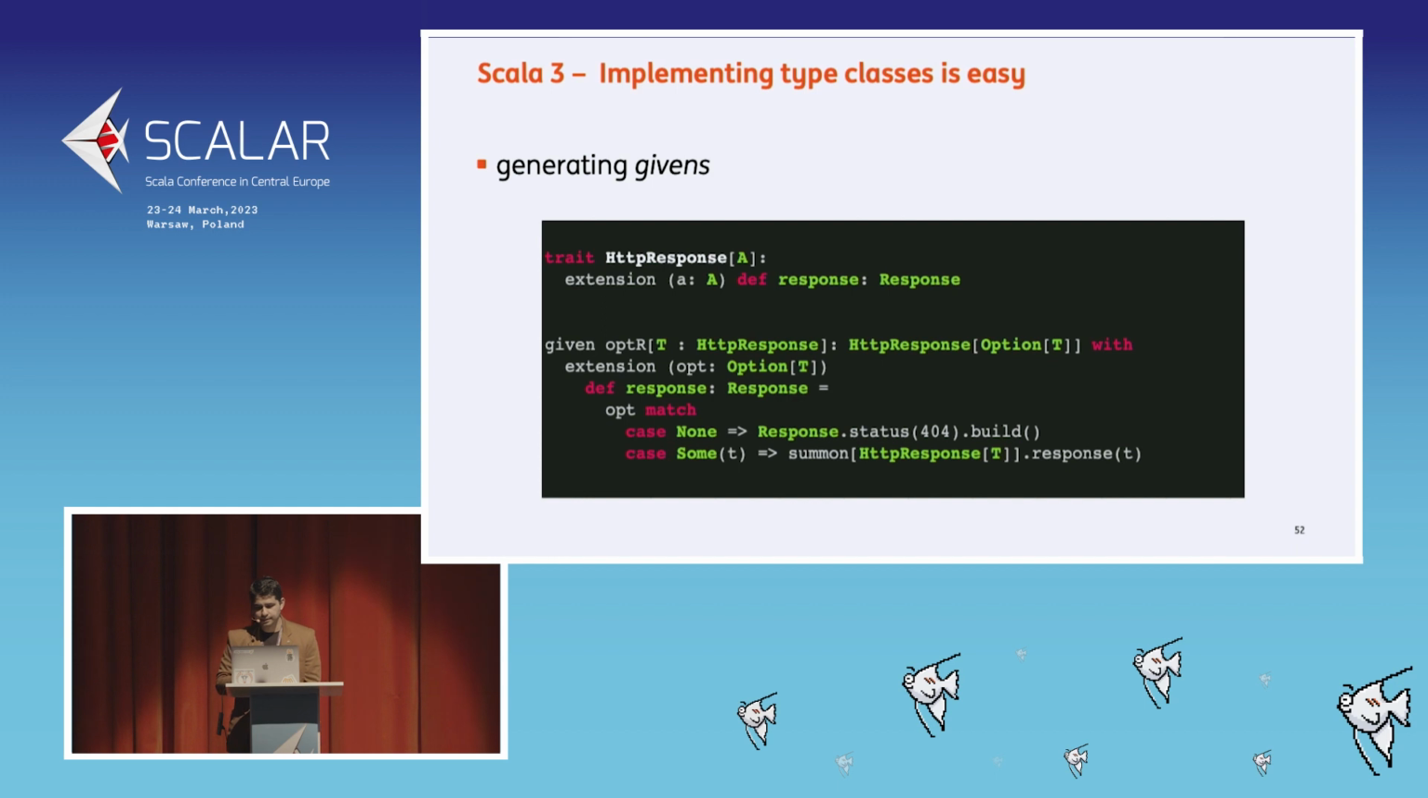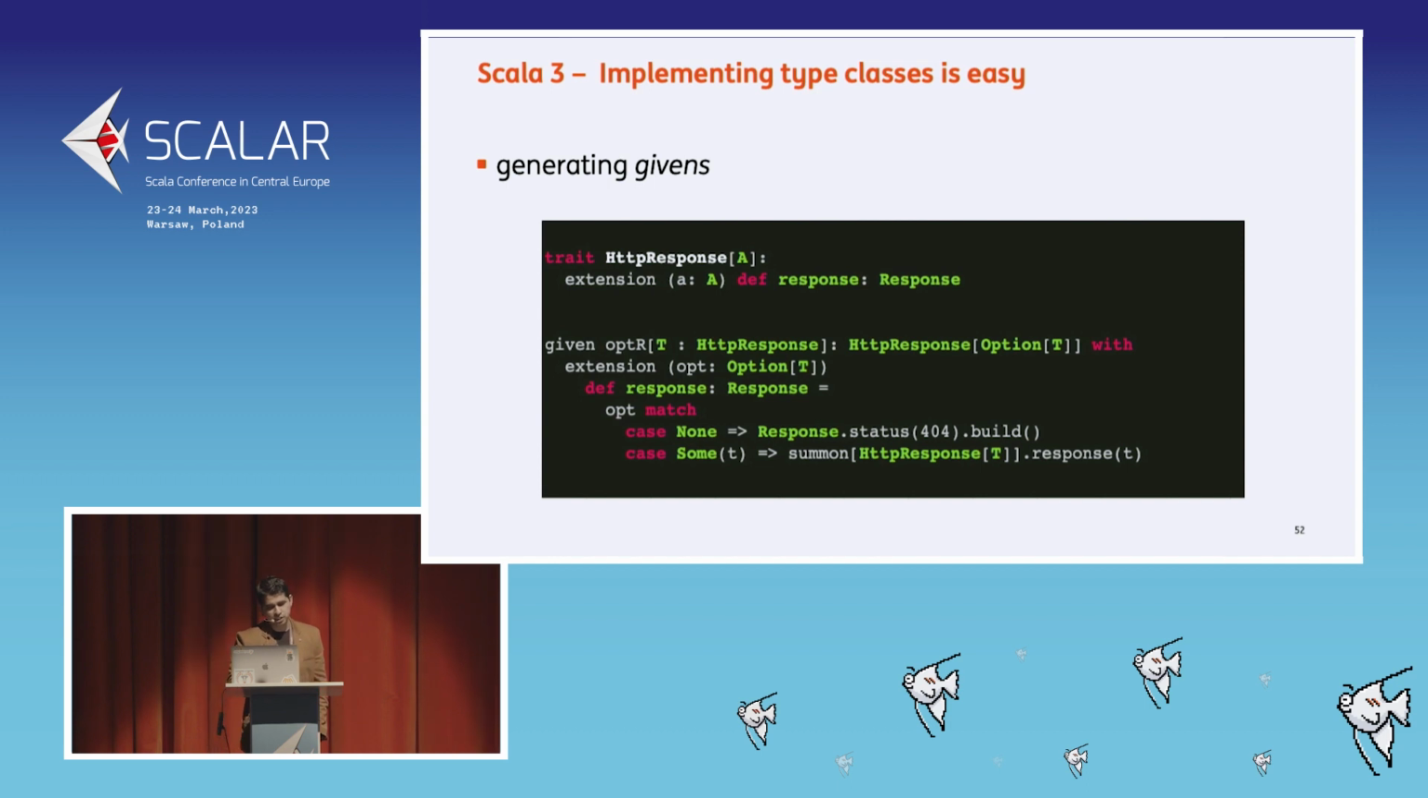It basically says that if there is an HTTP response of type T available, then I can summon it, and summon is basically the new keyword for the same method implicitly in Scala 2. So I can summon the type class for T and use that for deriving the type class for option of T. And you can see that in the given statement, I'm using a context bound, and that is also nice.